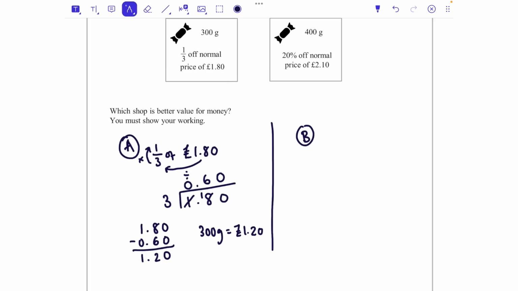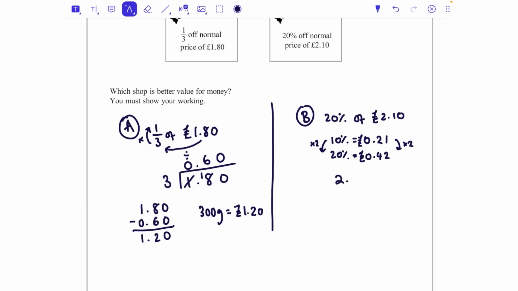Shop B, we've got 400 grams and we get 20% off the normal price of £2.10. So we need to do 20% of £2.10 and then we can take it off. Now we saw in the previous question that if we wanted 10%, we could divide by 10. And £2.10 dividing by 10 moves all the values one place over, and that is going to be 21 pence. So 20% would be double that. We're timesing this side by 2 to get 20%, so also timesing this side by 2. And that is 42p. And that is our discount, so don't forget we need to take that off.